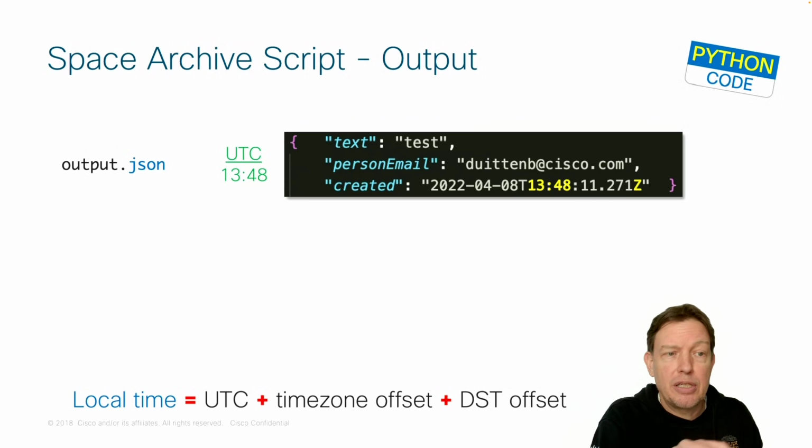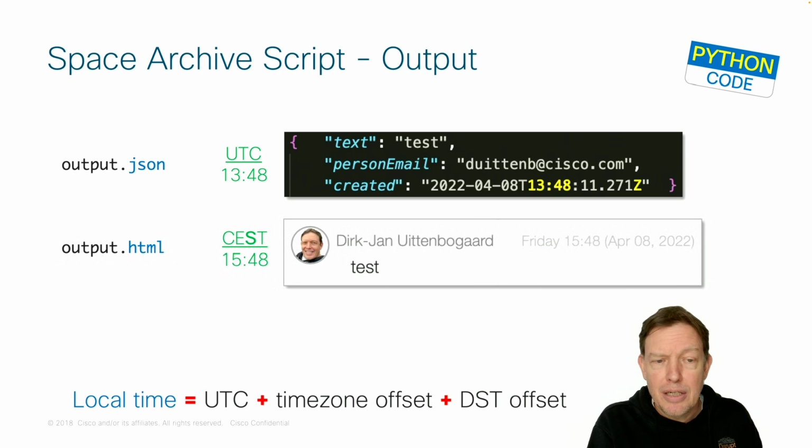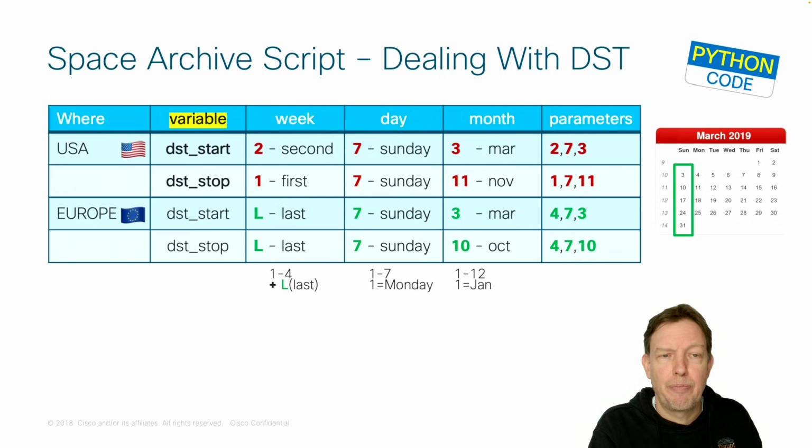as a result, you can see that the script outputs a JSON file if you want to, and it has the message date in UTC format. See, remember the Z? It outputs an HTML file with the real time, in this case CEST, because the message was written on April 8th. Text file has the same output with the same date. How do I configure that?